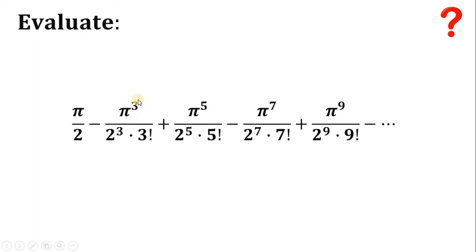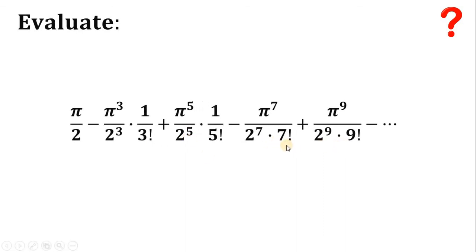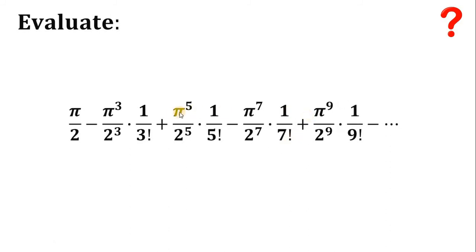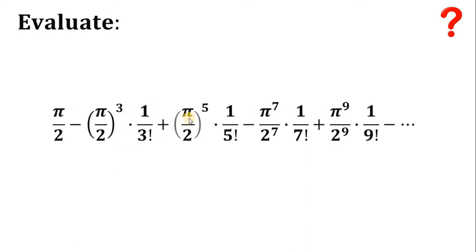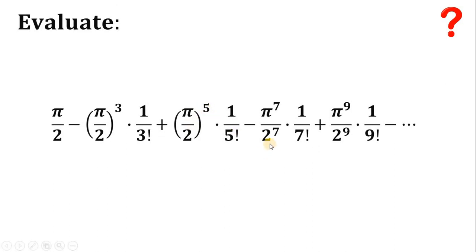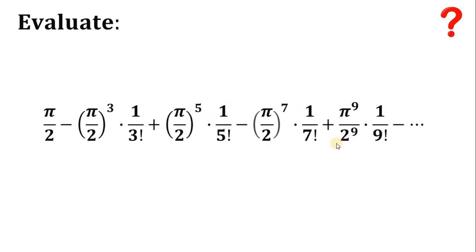Now take note that pi cubed all over 2 cubed times 3 factorial can be written as pi cubed over 2 cubed times 1 over 3 factorial. Now we will do the same thing on the rest of the terms. And now, take note that pi cubed over 2 cubed can be written as pi over 2 quantity cubed. And also, pi raised to the fifth power over 2 raised to the fifth power can be written as pi over 2 raised to the fifth power, and we will do the same thing to the rest of these terms.